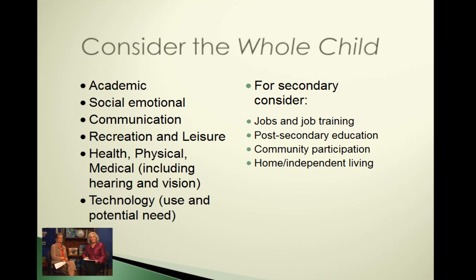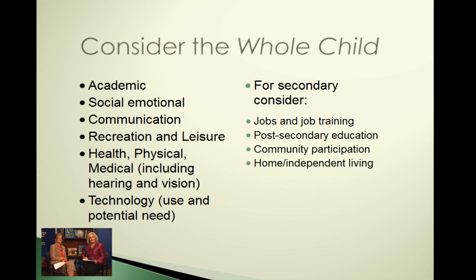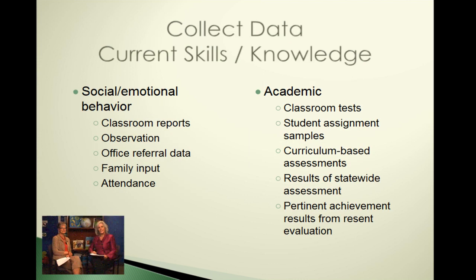Where do you find all this information? Well, let's take a look at it separately. First of all, where might you find social emotional behavior information? Well, you have classroom reports, which are teacher reports. Don't forget them. They're really critical. Not just classroom, but also playground reports. You have your own observation or the observations of others. Office referral data is another great source of data.